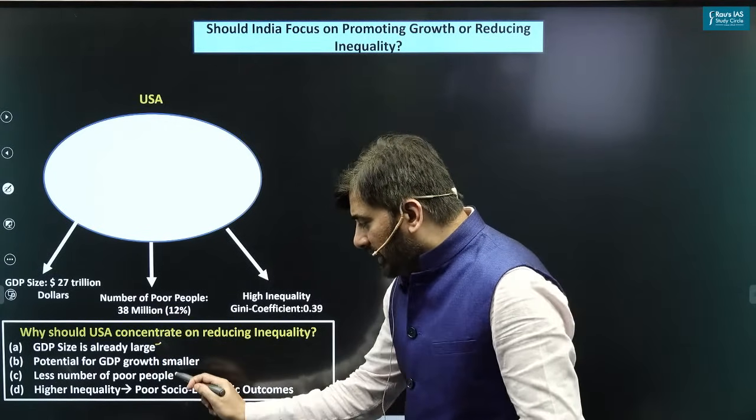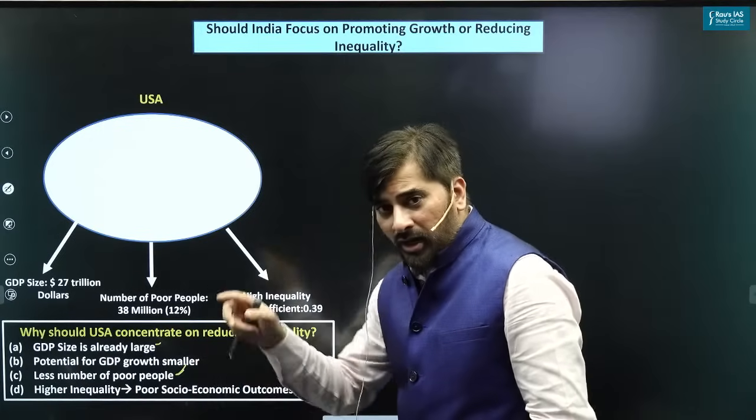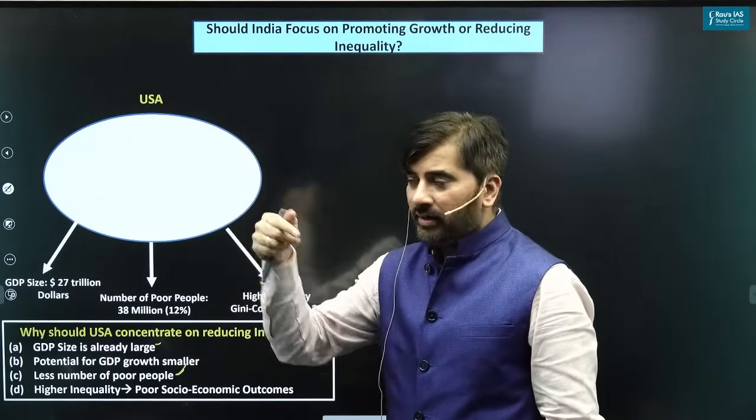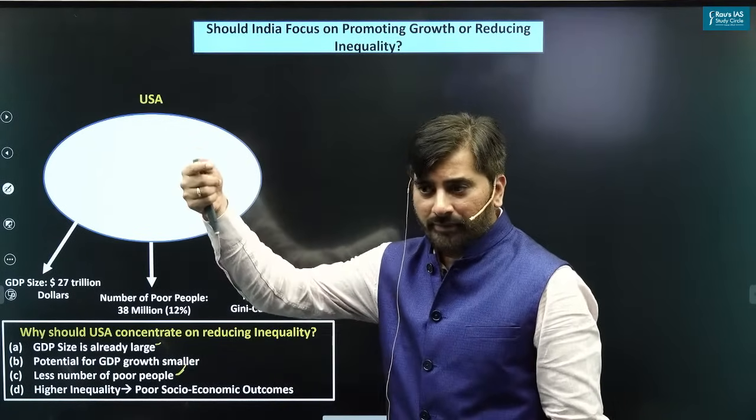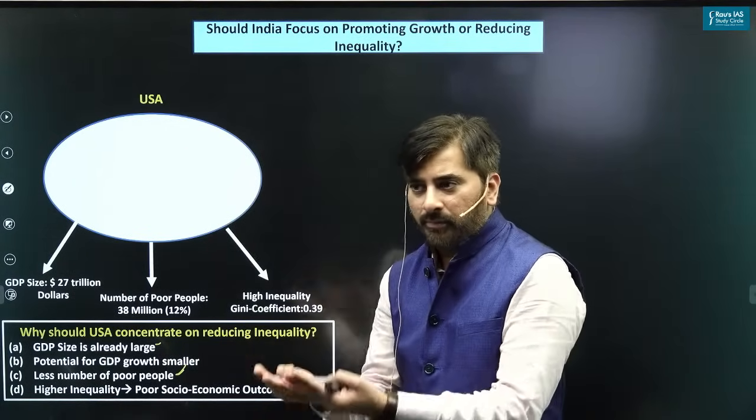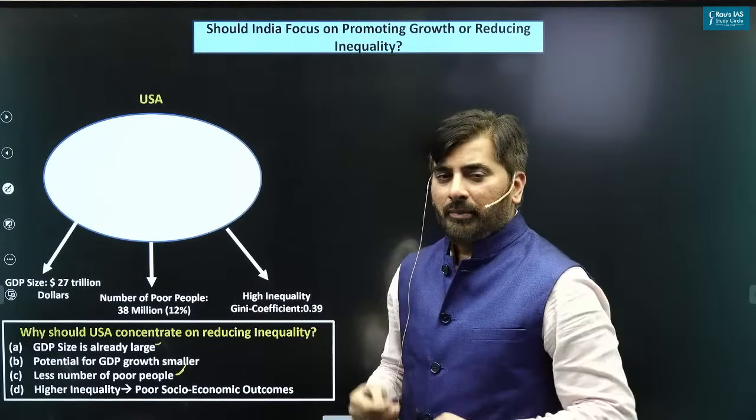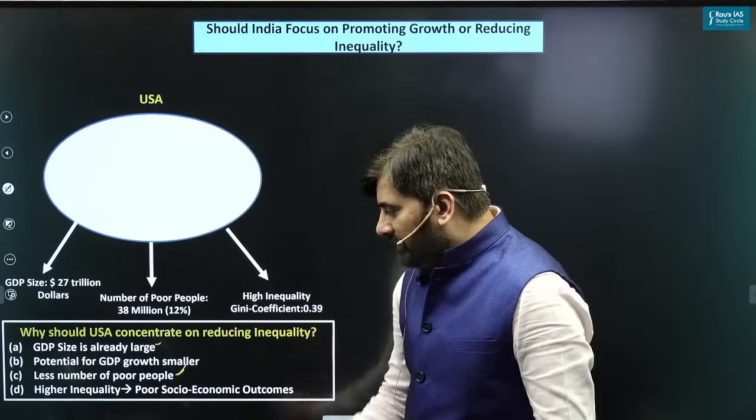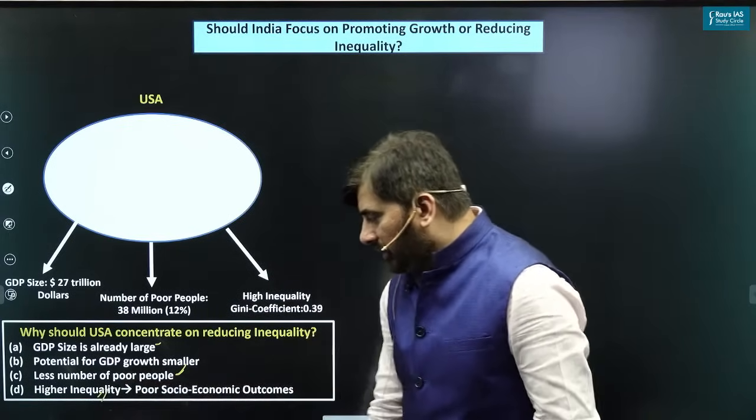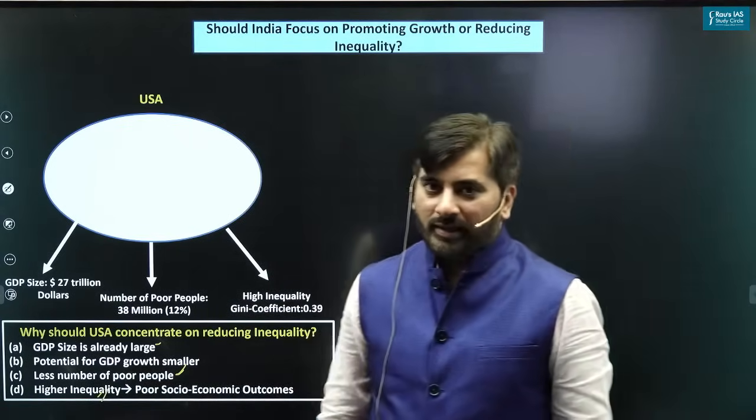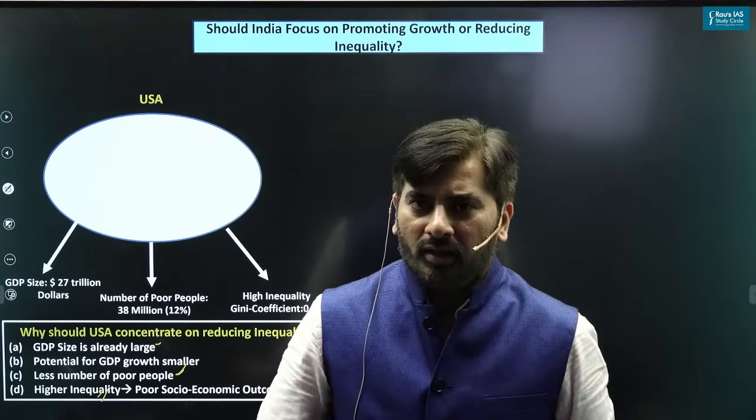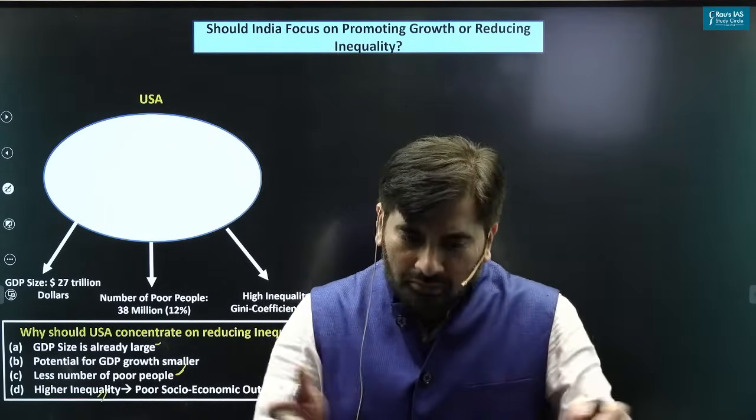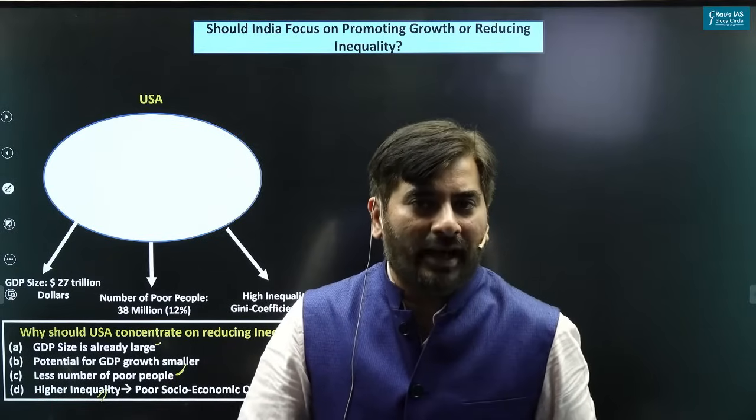But you can learn from the US economy, because the US GDP size is very large. The US has been able to pull a large number of people out of poverty, because an increase in GDP, like I said, creates jobs and leads to an increase in income level. So the absolute number of people who are poor will be coming out of poverty. So now what should the US focus upon? The US should focus upon reducing the inequality in its society. Think of US society. Don't you think US society has drastically got categorized into haves and have-nots?